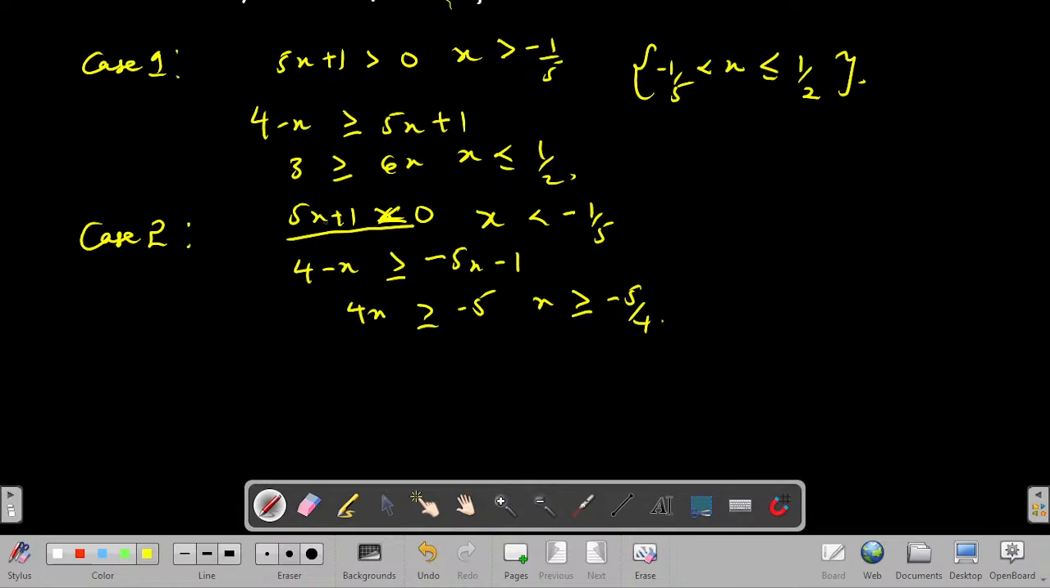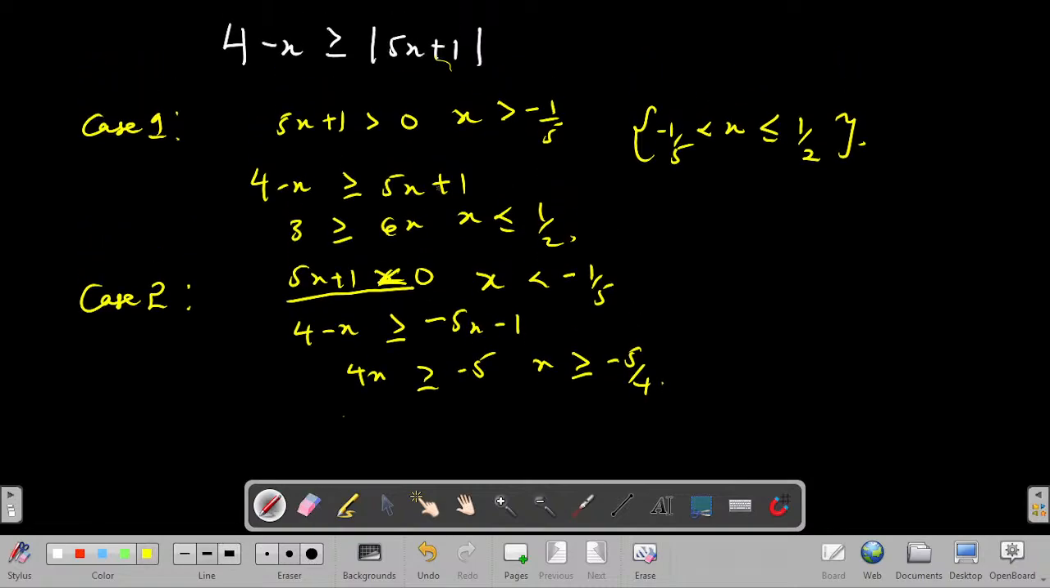The next is, since we've chosen the case scenario where 5x plus 1 is negative, I would have to solve 4 minus x. I think I did that. Oh, sorry, I've got my value. So therefore, let's write our point. So our point then becomes x is less than negative 1 out of 5, and greater than negative 5 out of 4. Therefore, we have gotten separate inequality bounds.